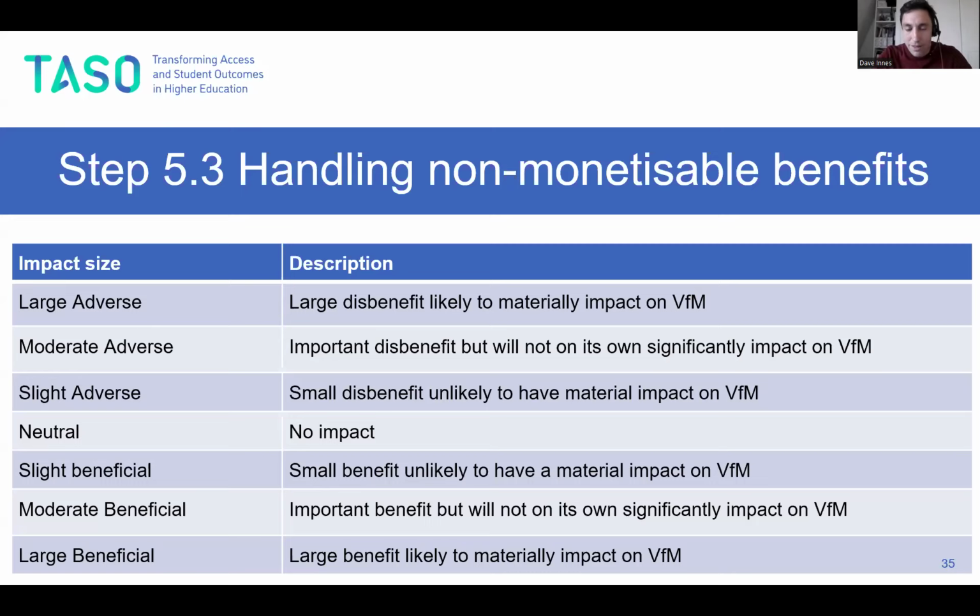So we recommend that you measure that benefit in its own units and terms. So that may be a well-being benefit, and maybe something else for the students, and then try to apportion an impact size to the size of the measured outcome or benefit. And so that ranges from a large adverse impact, which relates to a large disbenefit, which is likely to have a material impact on VFM, all the way through to neutral, that there's not much of an impact either way, all the way through then to large beneficial impact, which would be a large benefit likely to materially impact on the VFM. And in a few slides' time, I'll show how to use this impact size to come up with a final value for money assessment.